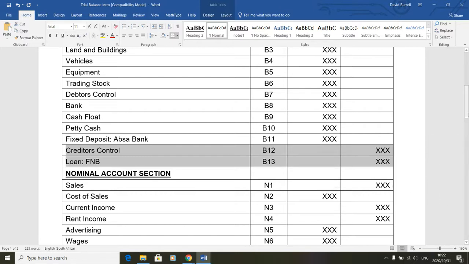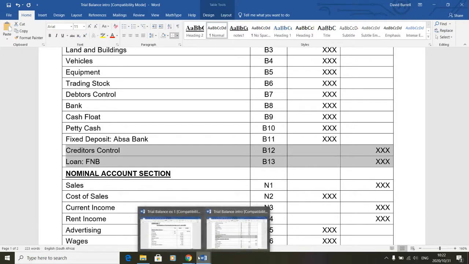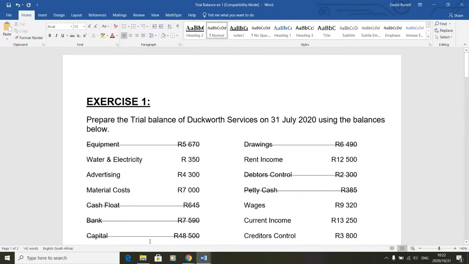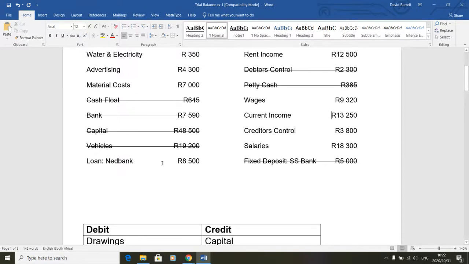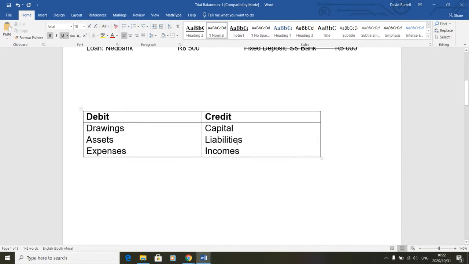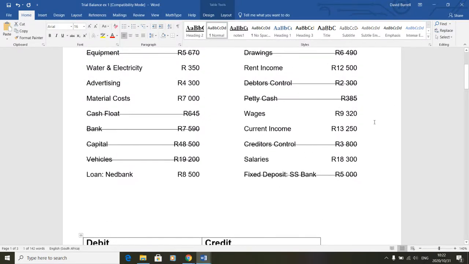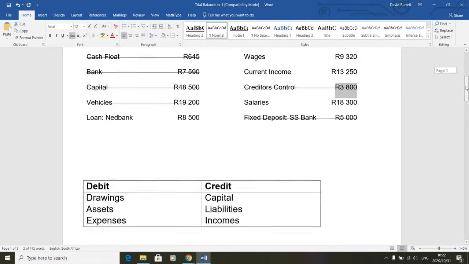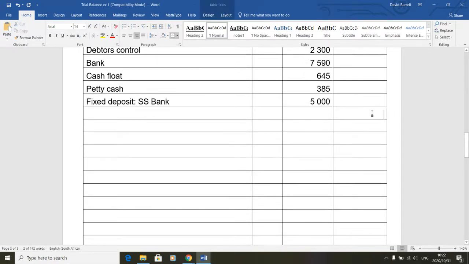You would have creditors control, then any loans that you have. So let's just go and check if we have any of those. I see creditors control there, and I see a loan from Nedbank. So creditors control first. Creditors control means you owe money to your creditors, people that you will have to pay back. That's a liability. Liability here would have a credit balance. I've forgotten the amount. Creditors control over there was 3,800, and it will be a credit. Okay, so it's going to be creditors control.